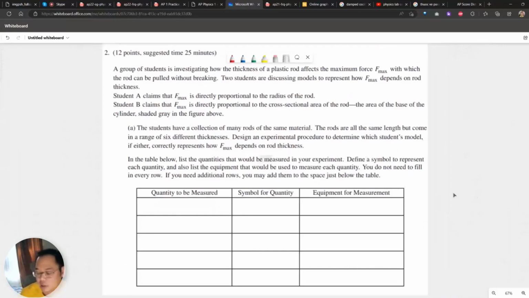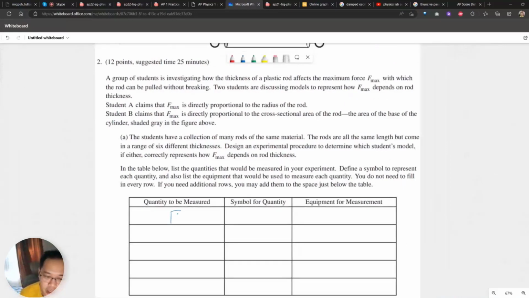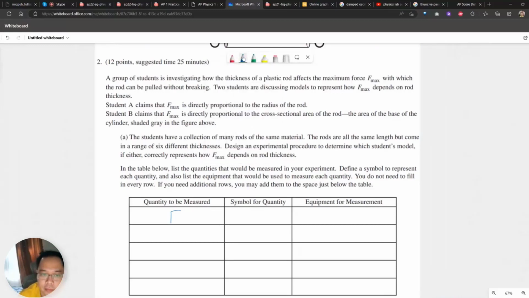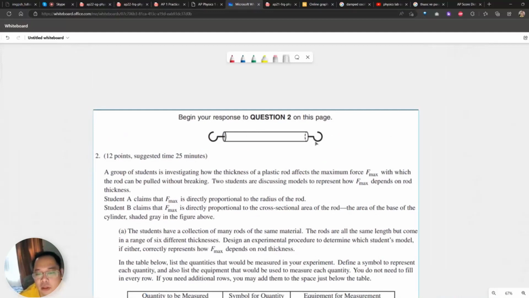The first quantity to be measured is definitely the force required to pull the rod out, the maximum force. To measure it, you don't need to apply force on both ends of this rod. You just need to fix one end to a stand somewhere firm to avoid falling, a wall or something. One end fixed, and use a force scale.